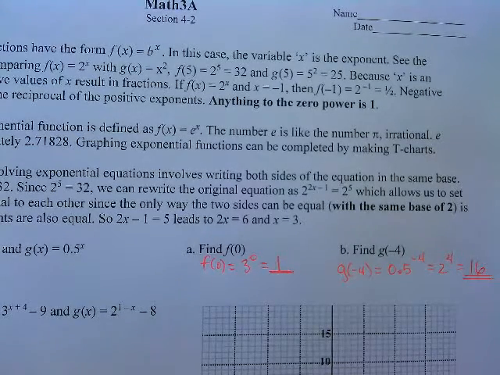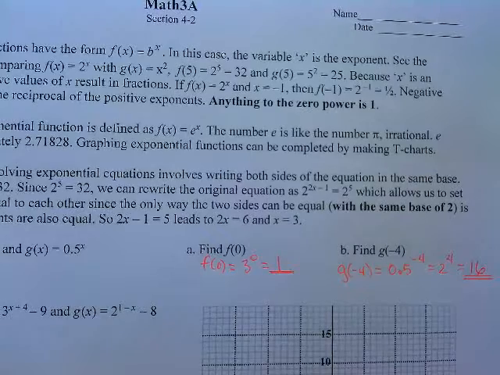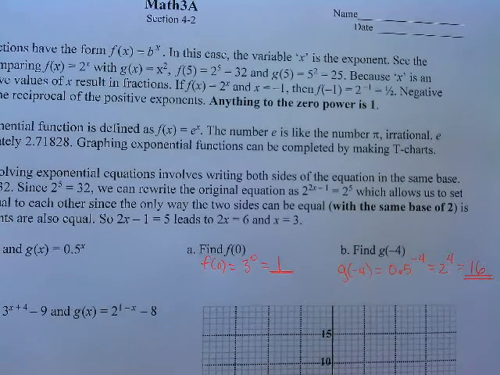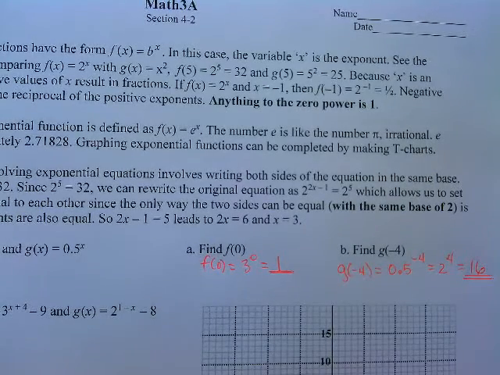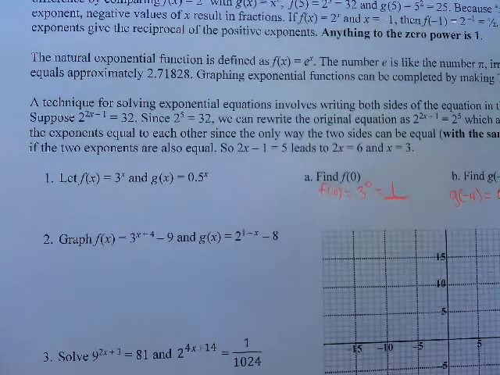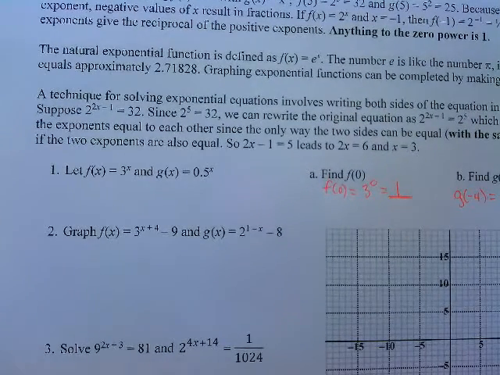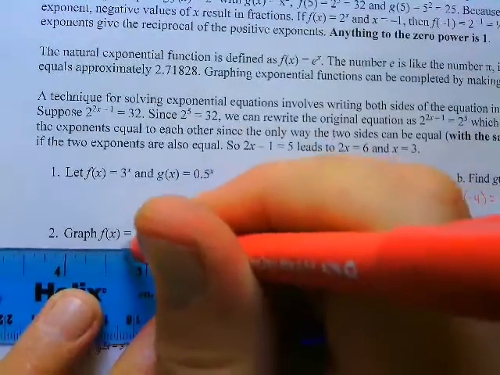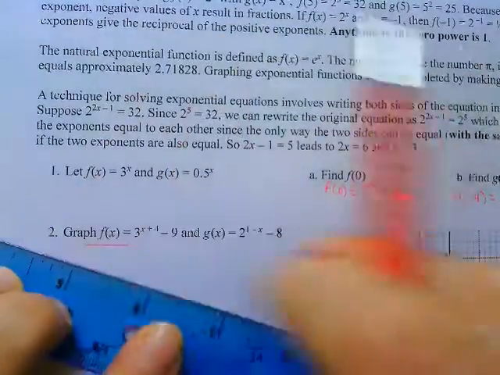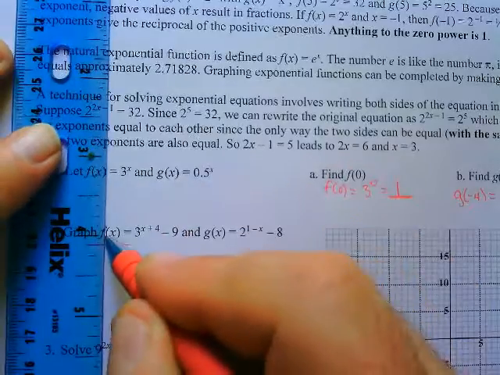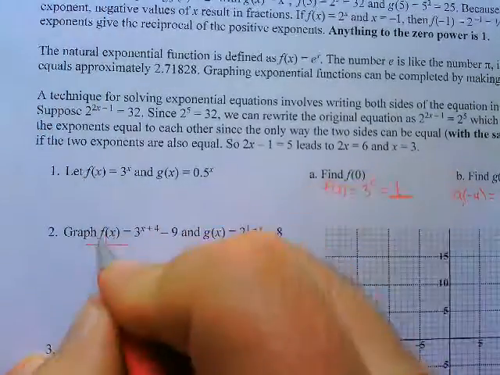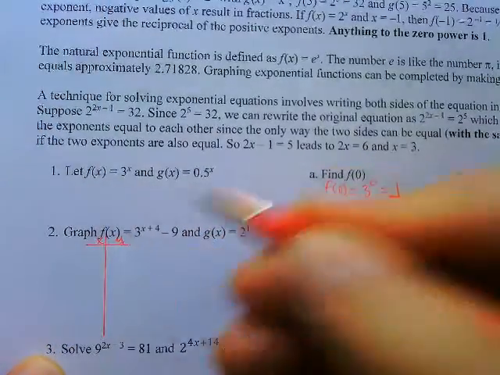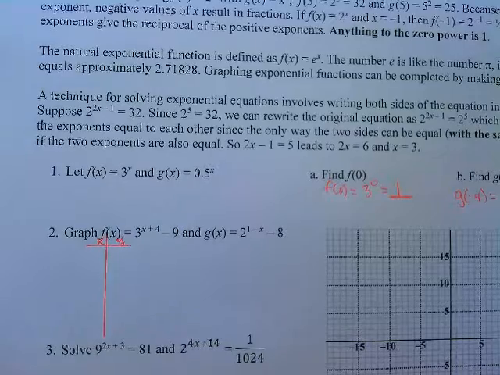Alright, so we're going to graph a couple of exponential functions, see what they look like. So let's first do this f of x equals 3 to the x plus 4, minus 9. Again, we're going to make a t-chart, x, y, so that we can then graph it.